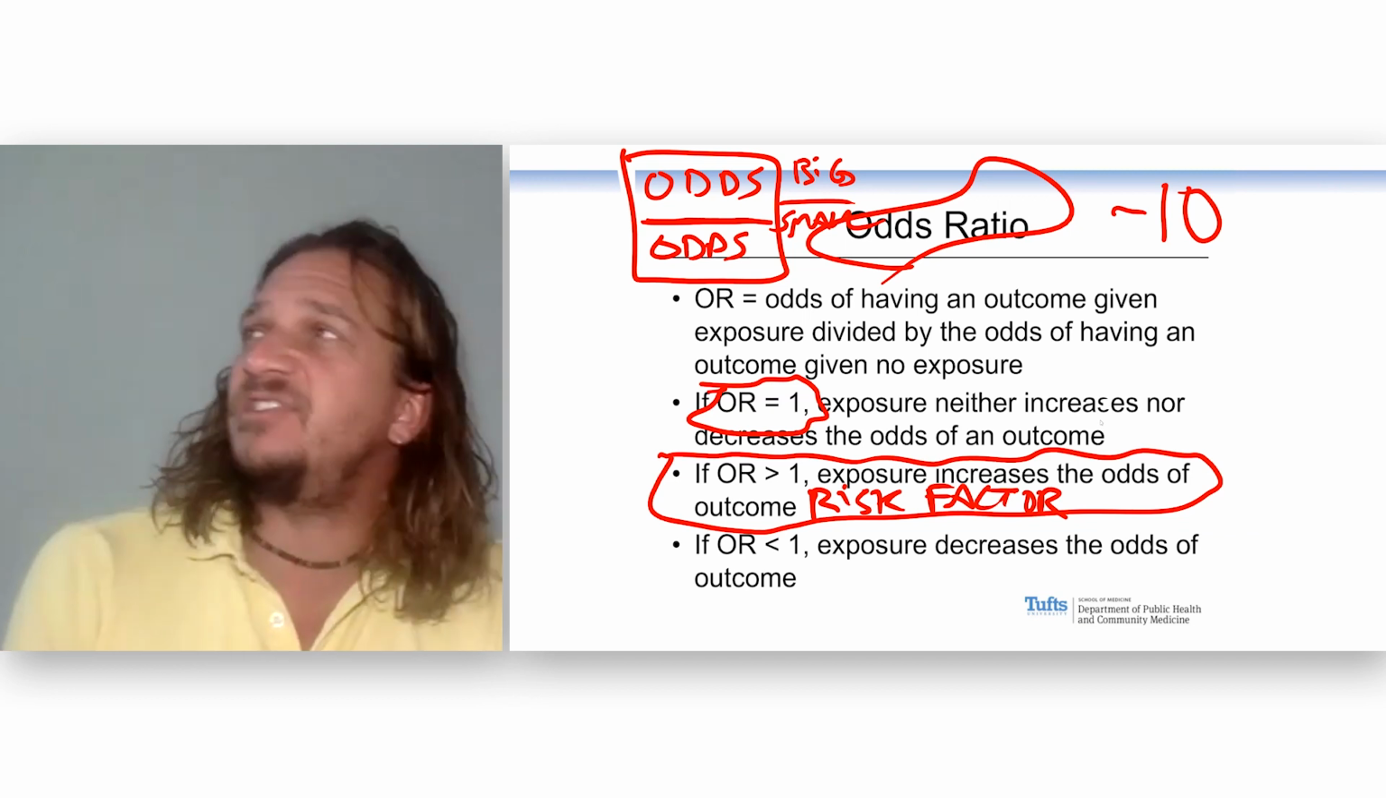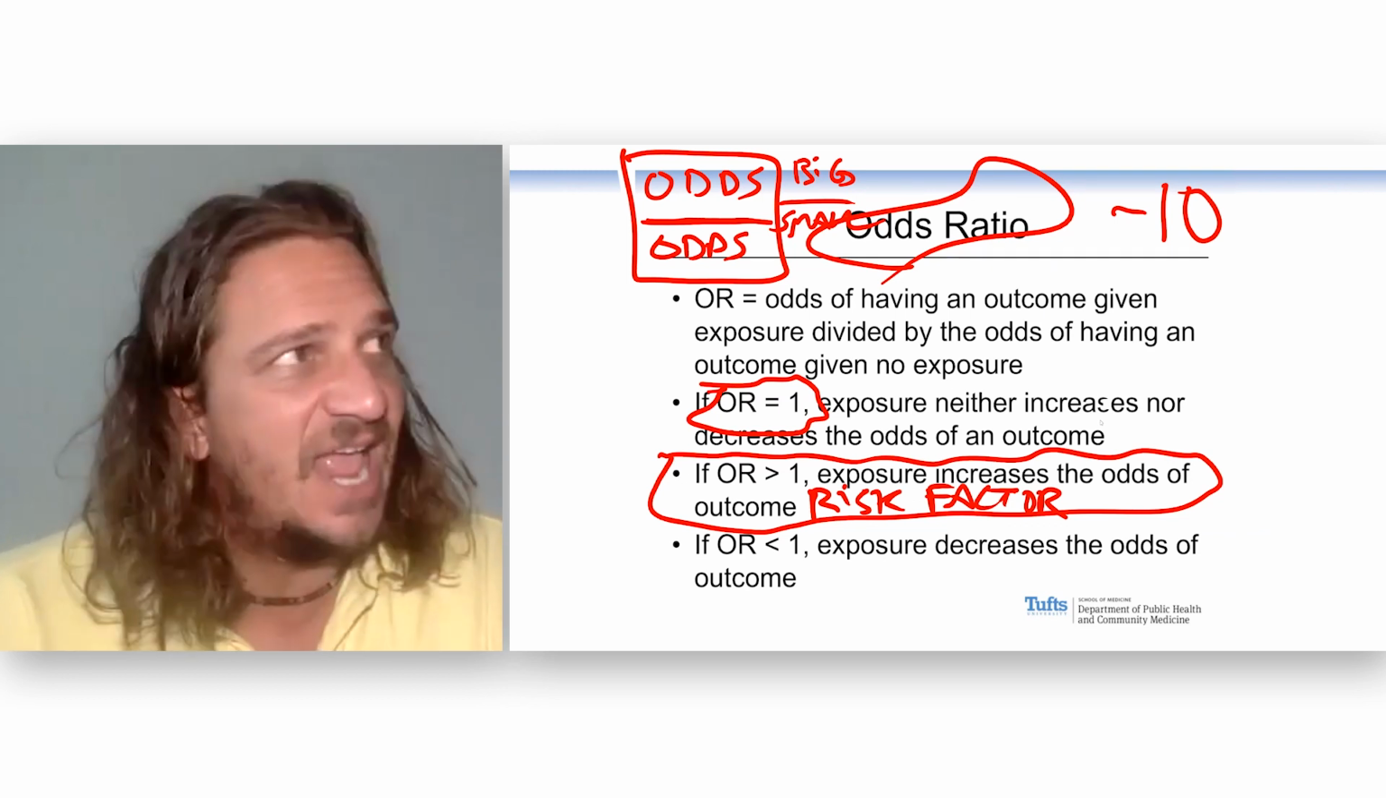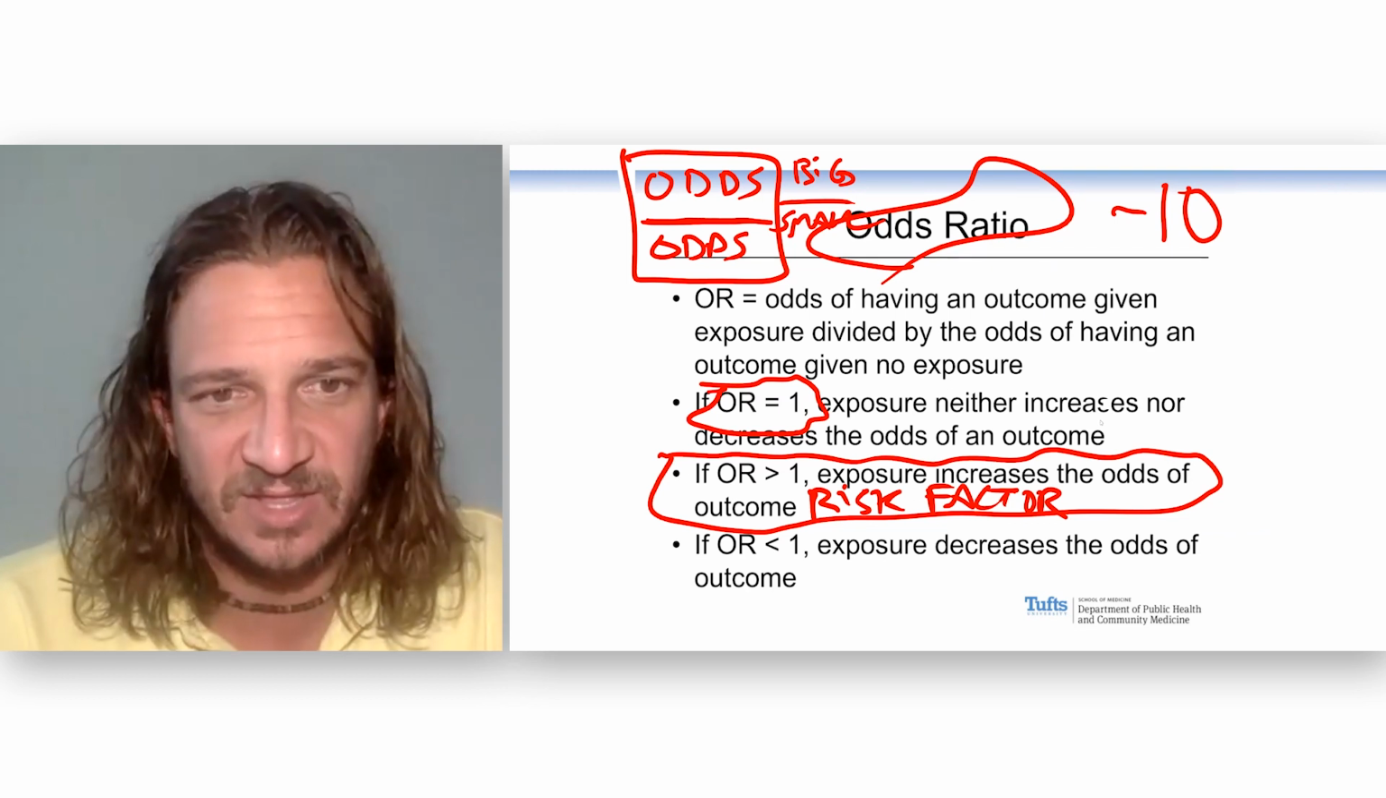And now let's think about something that would be less than 1. Let's say exercise and diabetes. Let's say something like that.